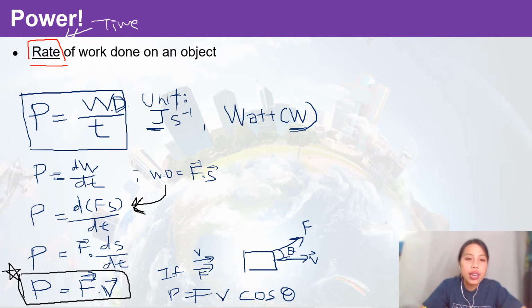So this is one way to think of power. One last final way. It's related to this one. It's just a matter of definition. So work done is kind of a change in energy, right?